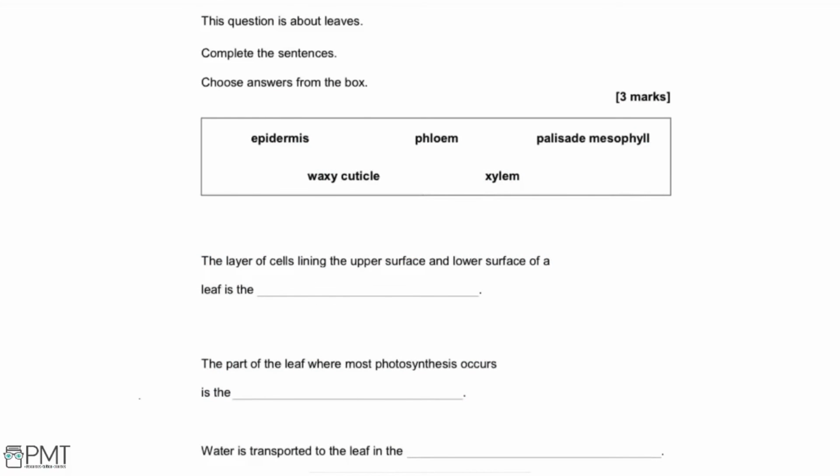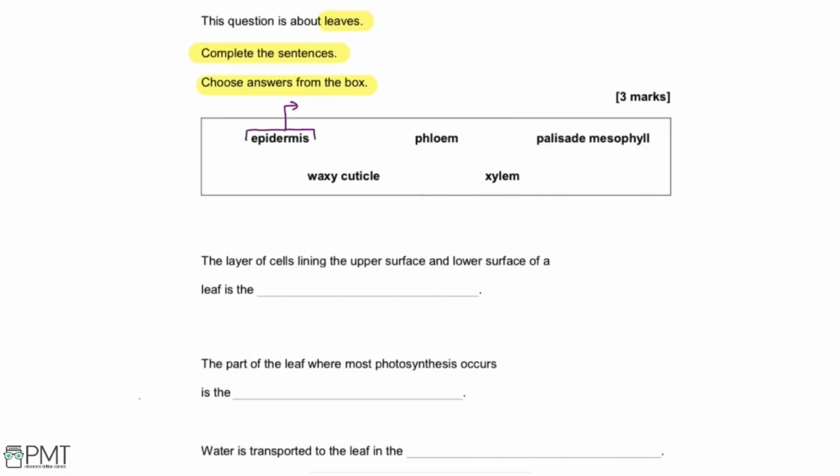This question is about leaves. Complete the sentences choosing answers from the box. So in this box we've got epidermis, waxy cuticle, phloem, xylem and palisade mesophyll. So before we have a look at the sentences, let's just check what each of these words actually means.